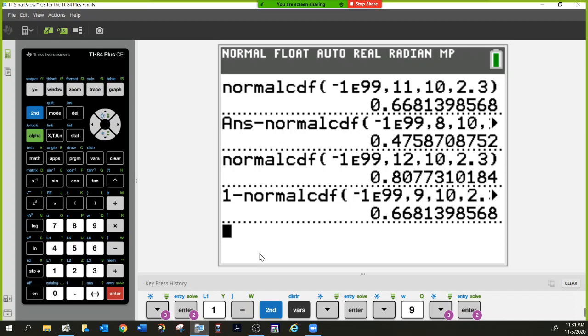And you know that answer is reasonable because how much data is to the right of 10? 50%. 0.5 is to the right of 10. So you expect bigger than 0.5 to be to the right of 9. That's how you know your answer is reasonable. About 0.668. Yes, Vivian.